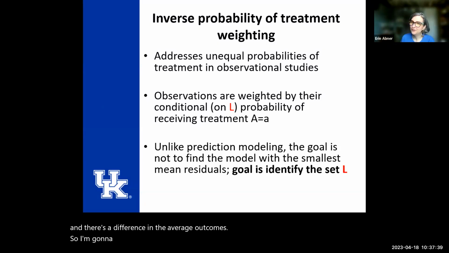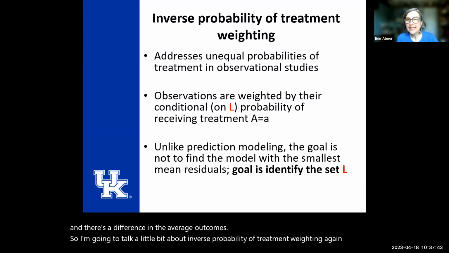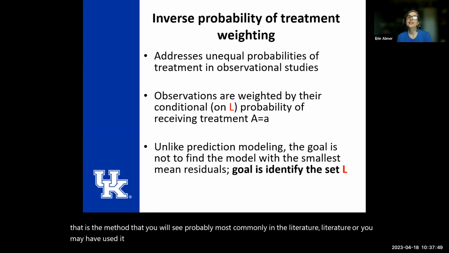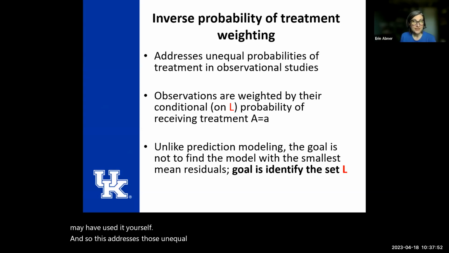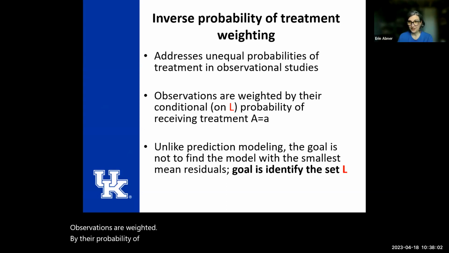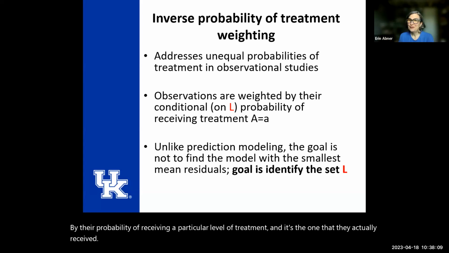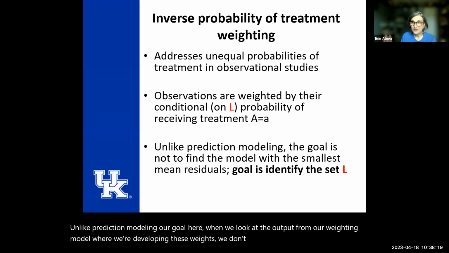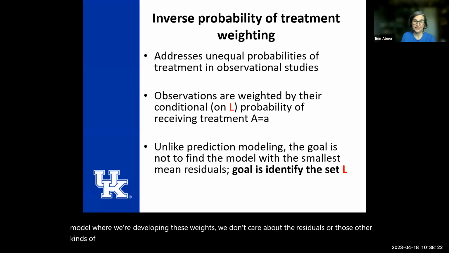So I'm going to talk a little bit about inverse probability of treatment weighting again, because that is the method that you will see probably most commonly in the literature, or you may have used it yourself. And so this addresses those unequal probabilities of treatment that I mentioned. Observations are weighted by their probability of receiving a particular level of treatment, and it's the one that they actually received. Unlike prediction modeling, our goal here, when we look at the output from our weighting model, when we're developing these weights, we don't care about the residuals or those other kinds of things. We really care about the theoretical set of variables in L.